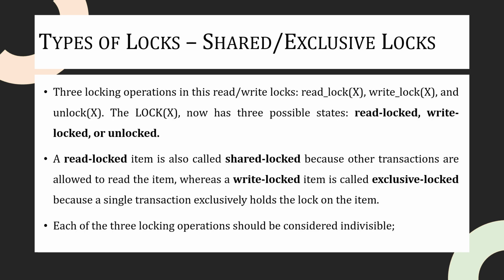Shared or exclusive locks can also be called read or write locks. The three locking operations in shared or exclusive locks are read lock of X, write lock of X, and unlock of X. So the variable lock of X now has three possible states: read locked, write locked, or unlocked.